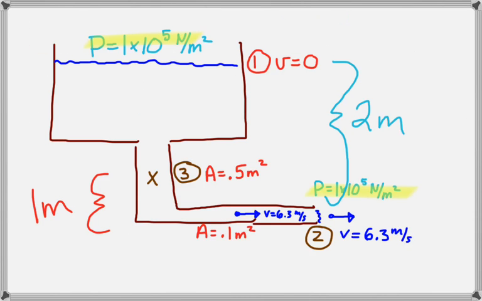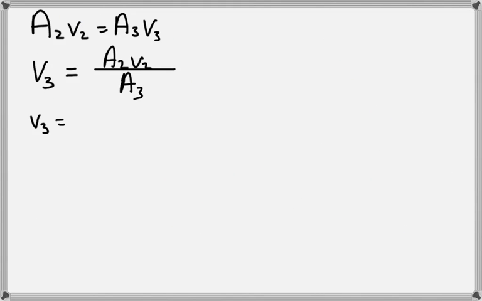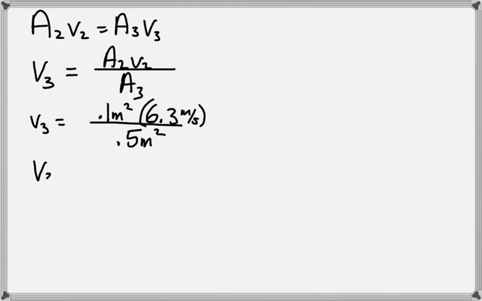So let's go back real quick. My areas were 0.1 and 0.5, and our velocity V2 was 6.3. About what? 1.26. About 1.3. So basically a fifth of what it was at point 2.